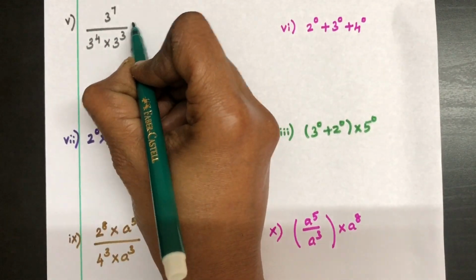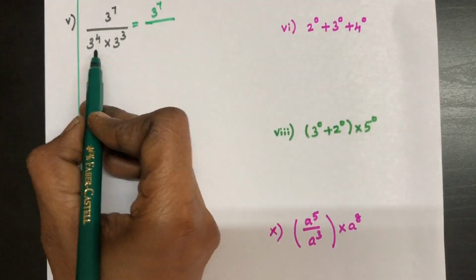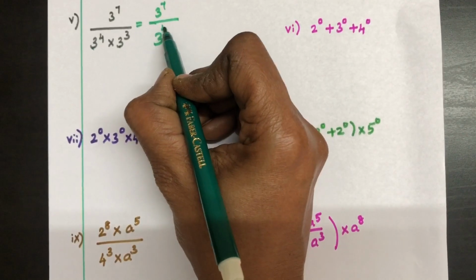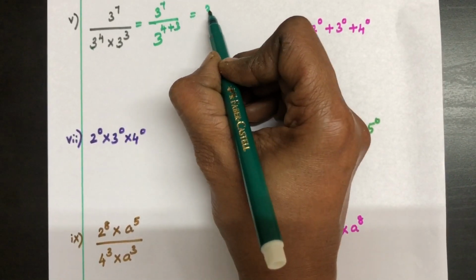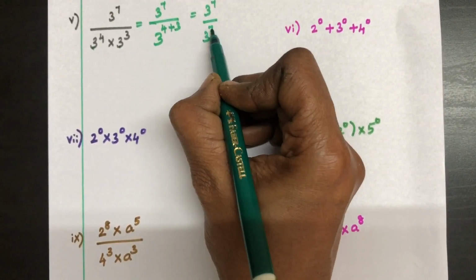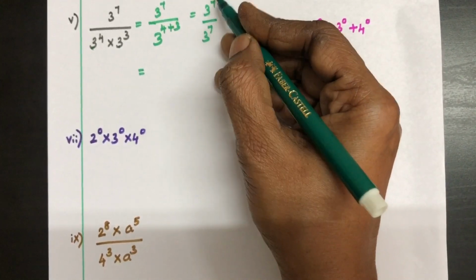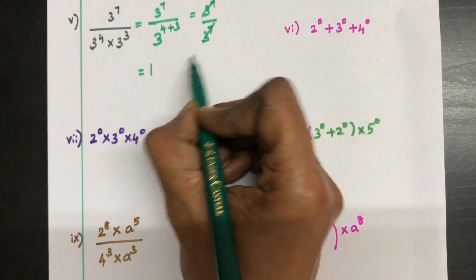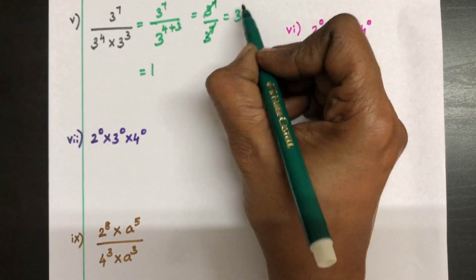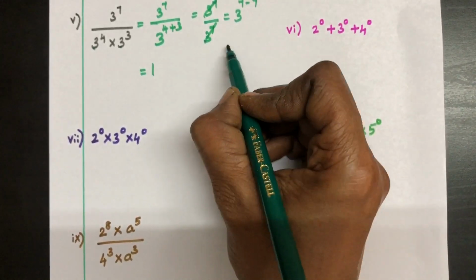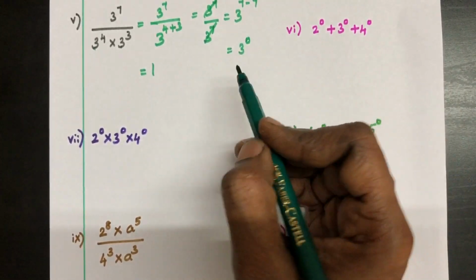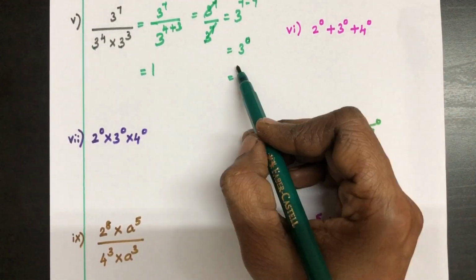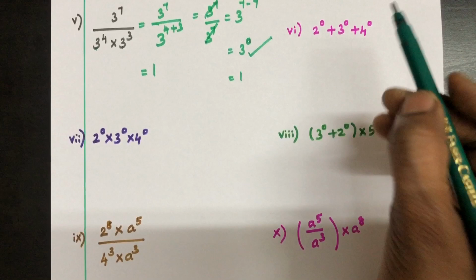Fifth subdivision, 3 power 7. See, here also multiplication. In the multiplication, if the bases are equal, we can add the powers. So this is 3 power 7 by 3 power 7. So what we need to do? These are all equal. Directly we can cancel. Answer is 1. Or if you want to give it in the exponential form, 3 power 7 minus 7. This is 3 power 0. Any number power 0 is always 1. You can give it in the exponential form also.